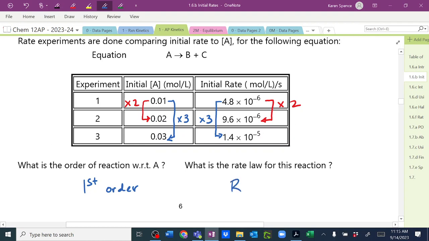Rate equals K concentration of A, or rate equals K concentration of A to the 1.